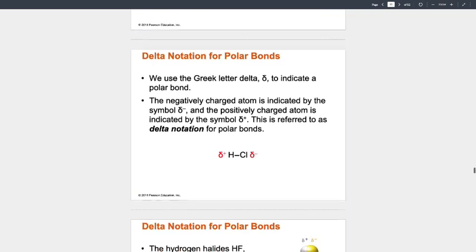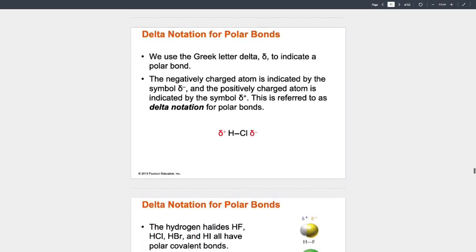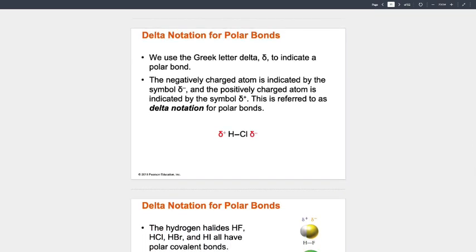Delta notation, we already kind of talked about it. Are we okay with that? Their deltas look prettier than my deltas. That's okay. The point of the delta notation is trying to accent the polarity of your bond.